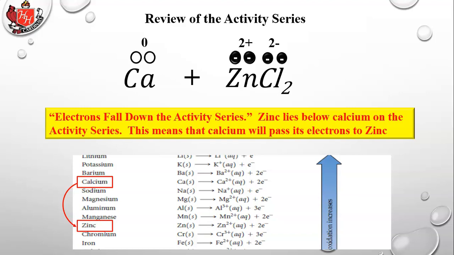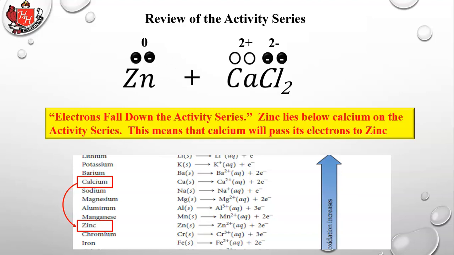So it doesn't have any reason to want to continue to be bonded with the chloride, a 2-. By contrast, the calcium has now turned into a 2+. So it does want to go over and bond with the chloride, a 2-. So they're going to switch places. So there they go. And now you see the zinc is now a 0.